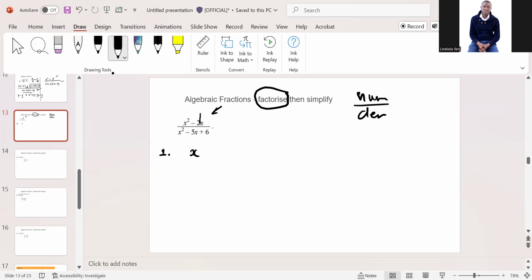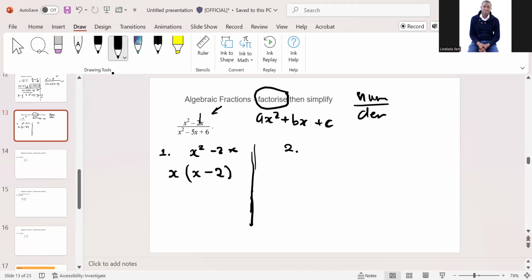So I could have taken that first as my numerator, which is going to be that. And then I'd factorize this, the highest common factor being x. Leave that out, minus 2. That's my numerator. So I know what my numerator is. Now I've got to take a look at my denominator. My denominator is a quadratic because it comes in the form of ax squared plus bx plus c.